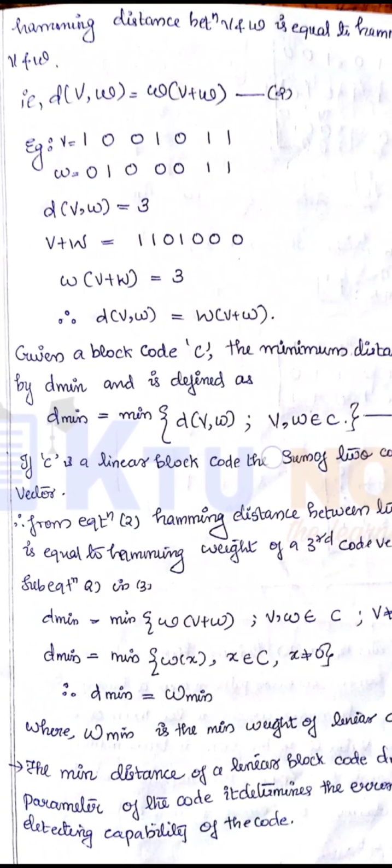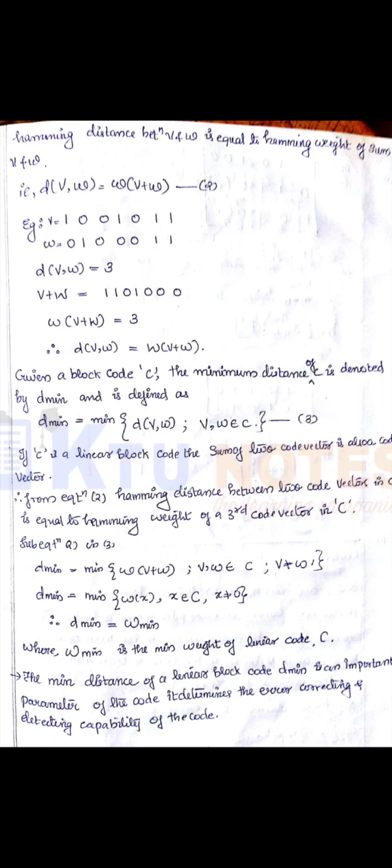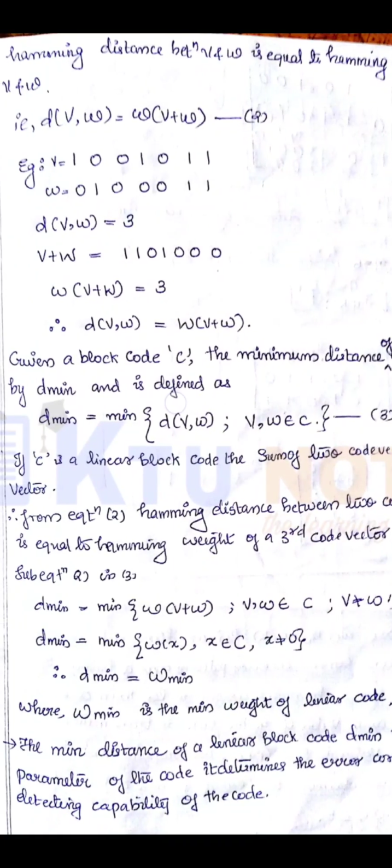Okay. So given a block code C, the minimum distance is denoted by d min and is defined as follows. Now we are introducing a new term for the block code C. d minimum is equal to the minimum of the distance between two vectors. So we are defining a new term, minimum distance, which is the minimum distance between V and W. That is, d minimum is equal to the minimum distance between V comma W, where V and W are elements of the code words C.